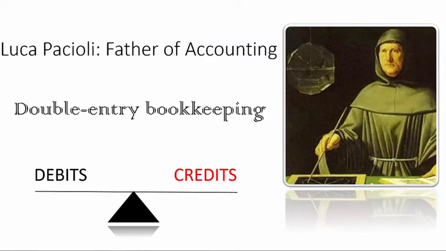Luca Pacioli is dubbed the father of modern accounting because he was the genius behind double entry bookkeeping. He was the first to suggest that every transaction should be recorded with both a debit and a credit in the exact same amount to different accounts. By doing this religiously, and pardon the pun because he was a monk, you preserve the integrity of our conceptual model that assets must always equal liabilities plus equity.